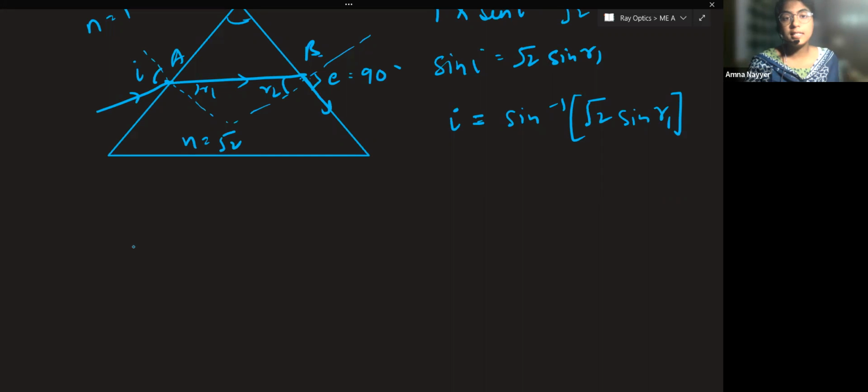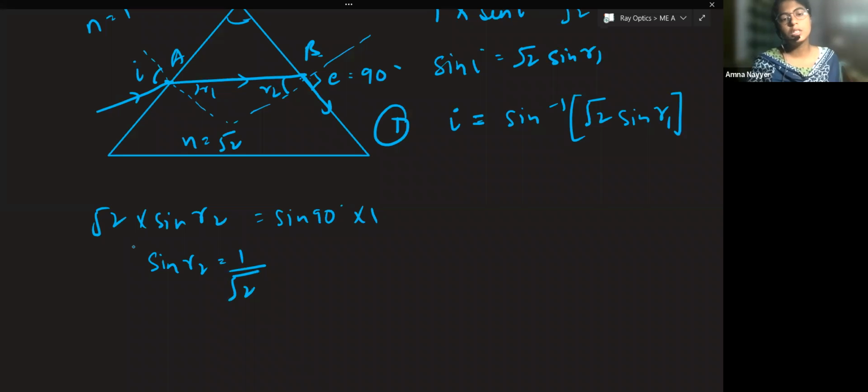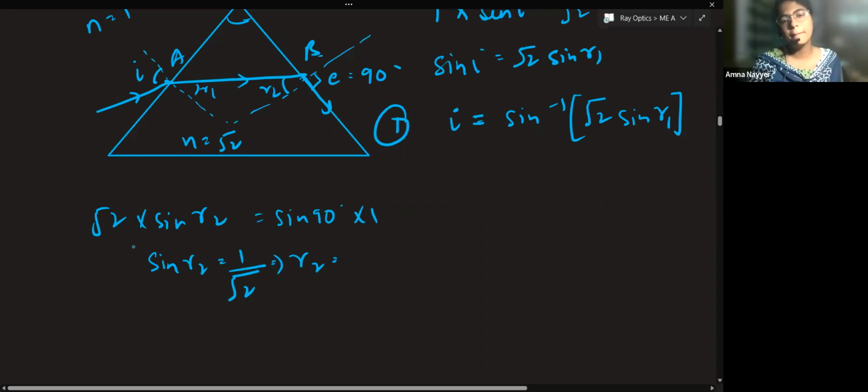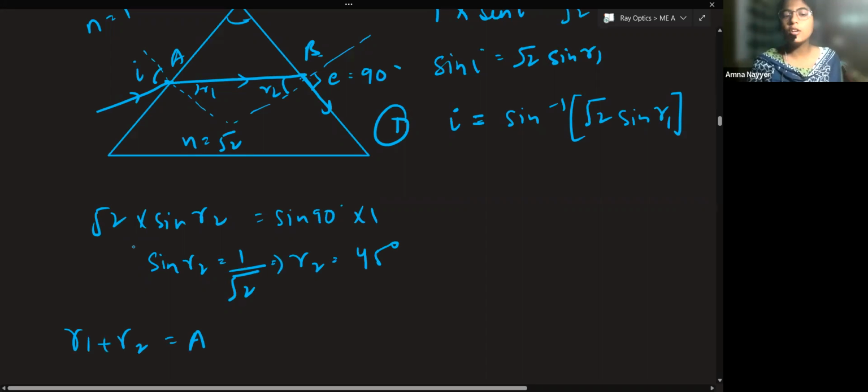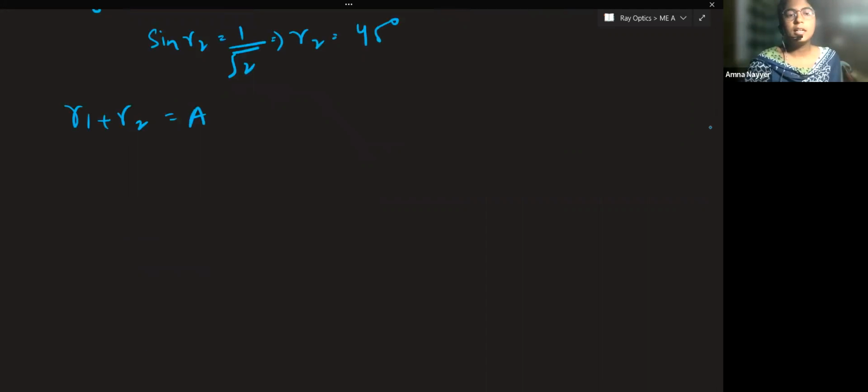See, for R1, now what we can do, apply Snell's law at B point. So that will be root 2 into sine R2 is equal to sine 90 degrees into 1. So this becomes sine R2 is equal to 1 by root 2. So R2 will be 45 degrees. Now see, R1 plus R2 is equal to angle of prism as well. So R1 is equal to A minus R2, that is 60 minus 45, so 15 degrees.